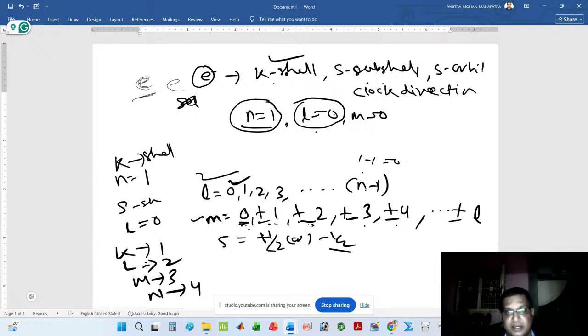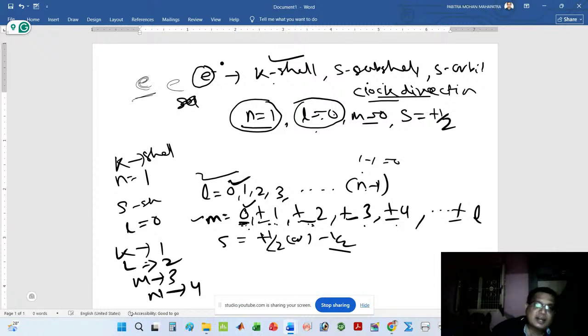So here I can write for l is equal to 0, m is equal to also 0, because here 0 is given. Now let me explain about the spin quantum number, capital S. It is a spin in a clockwise direction. So here I can write plus 1/2.